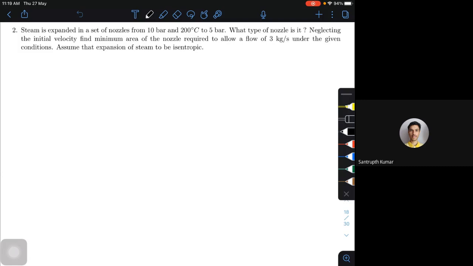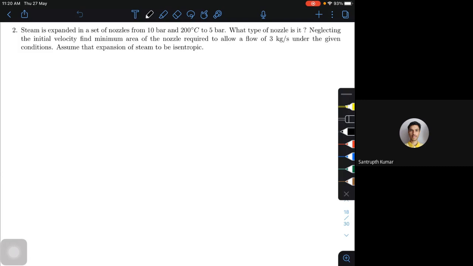Steam is expanded in a set of nozzles from 10 bar and 200 degrees Celsius to 5 bar. What type of nozzle it is, I should be able to check based on the exit pressure and so on. Then, neglecting the initial velocity, find the minimum area of the nozzle required to allow a flow of 3 kg per second under the given conditions. Assume that the expansion is isentropic.